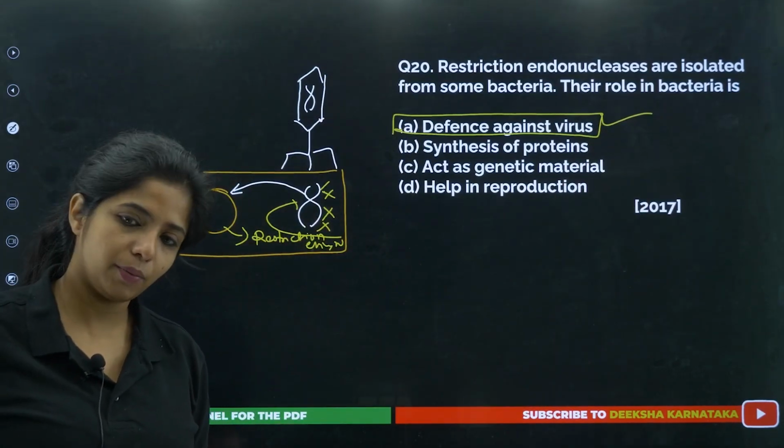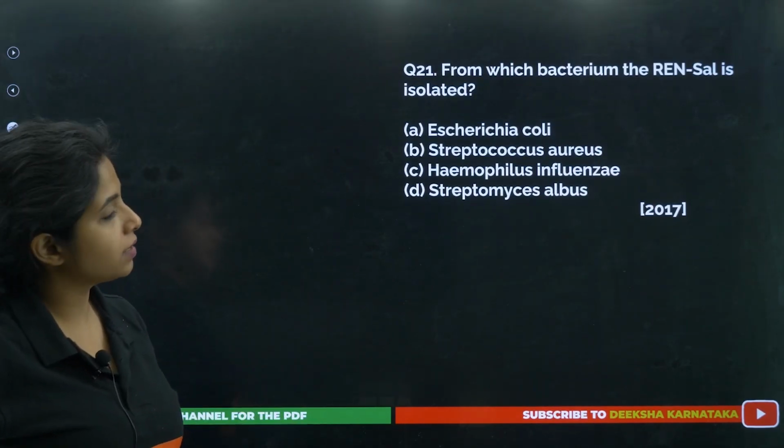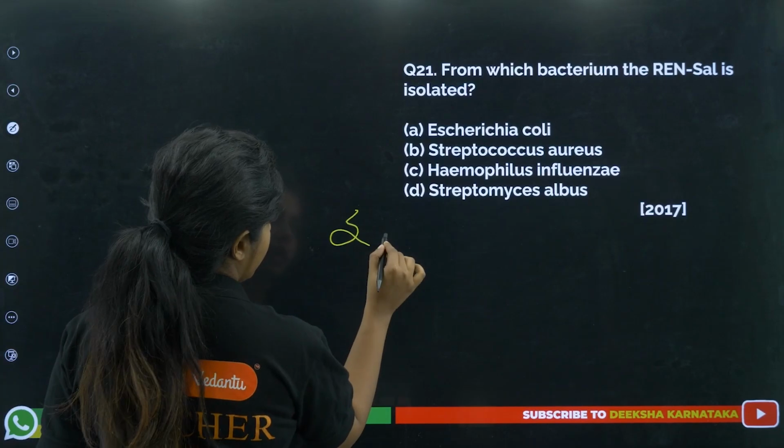Okay. Next question. From which bacterium is the REN SalI isolated? SalI is written, no? SalI.